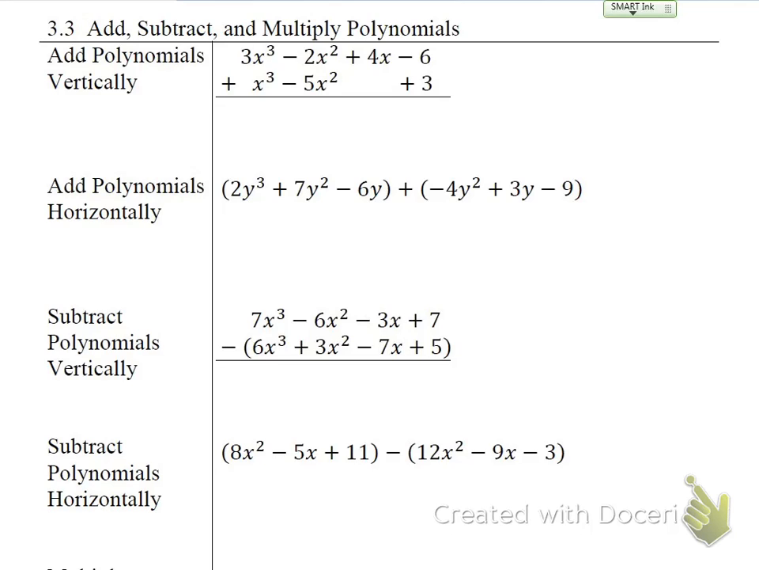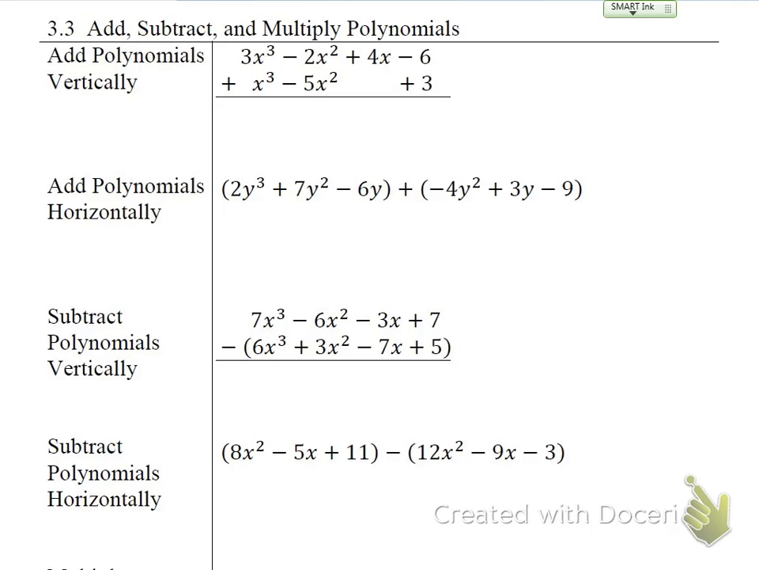So the first thing we're going to talk about is adding polynomials. The first way that you can do that is to line them all up and add vertically, so straight up and down. The thing you want to make sure that you do if you decide to add vertically is to make sure that your exponents match. Notice how I lined up the 3x to the third and the x to the third, and I lined up the x squared and the x squared. The top has an x, but the bottom doesn't, so I left a blank. And then I lined up the numbers.